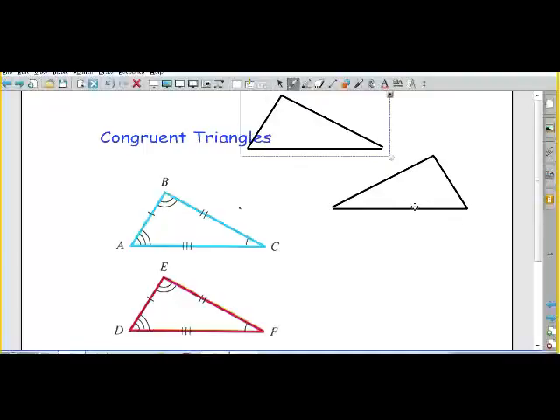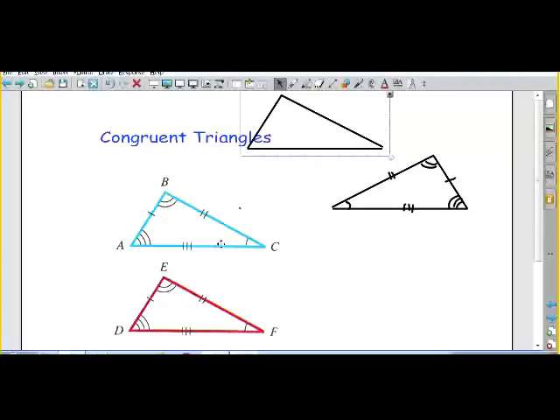Now, if I originally showed that this had 3 markings, this had 2 markings, and this had 1 marking, and this had 2 little arcs, this had 1 arc, and this had 3 arcs, then I wouldn't have had to rotate or flip it to determine that they're congruent to each other. But you have to be a little careful. Don't assume that because they look the same, they are congruent.